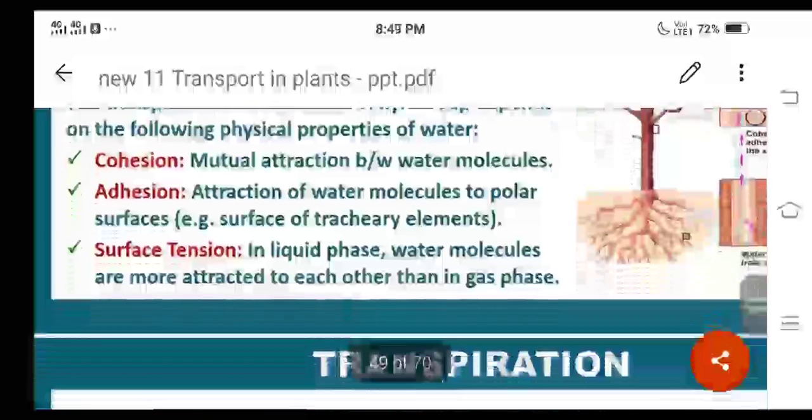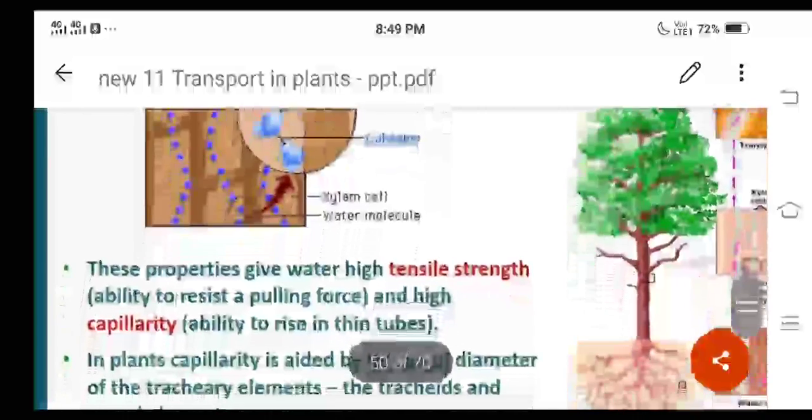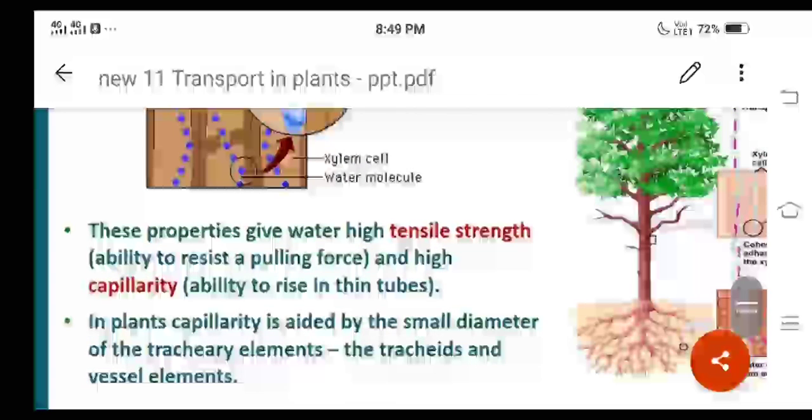And one more thing, all these properties will give water high tensile strength. Tensile strength means what here? It is nothing but the ability to resist pulling force. In the beginning only I told you the water will move up. It is mainly pulled. The water will be pulled, not pushed.